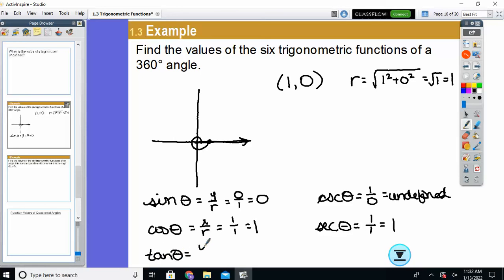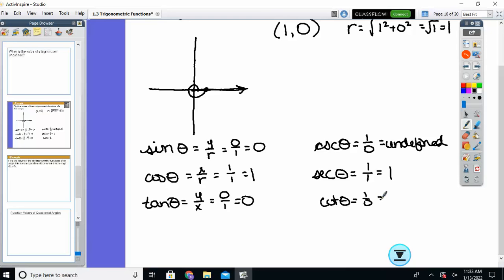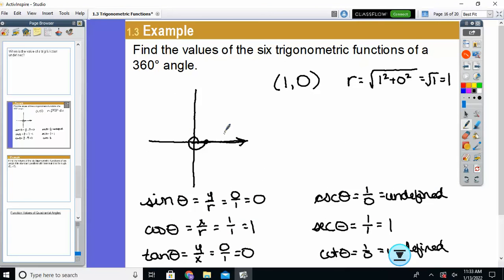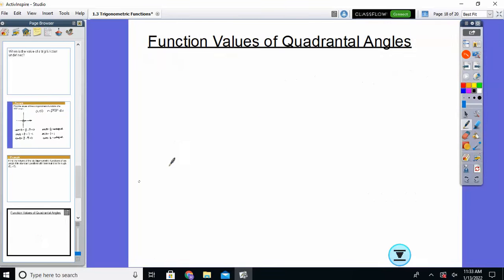Tangent, definition of tangent, y divided by x. So 0 divided by 1 is 0, which makes cotangent its reciprocal 1 over 0, which is again undefined. So if I give you an angle measurement like this, at this point the only angles I will give you will be these quadrantal angles. We can use a picture to help us get the values.